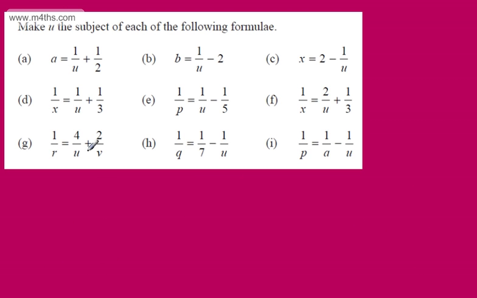So let's have a go at this one right here. What I'm going to do is subtract now 2 over v from both sides. So we've got 1 over r minus 2 over v is going to be equal to 4 over u. I'm going to combine this fraction. Let's just make these look slightly different. We've got r and then we've got v. So what we're going to have is v minus 2r, and that's going to be over v multiplied by r, and that will give us now 4 over u.